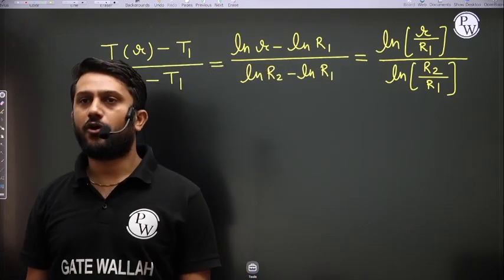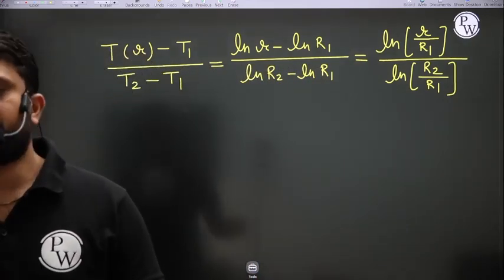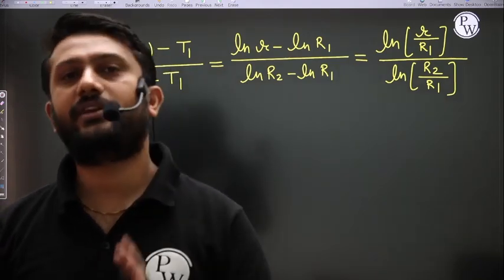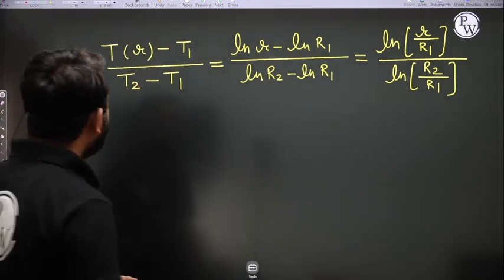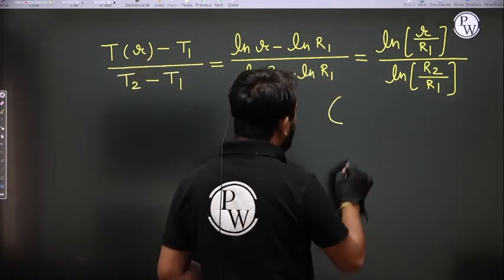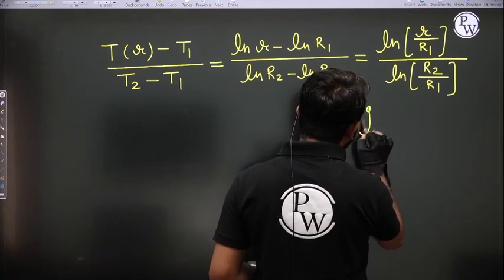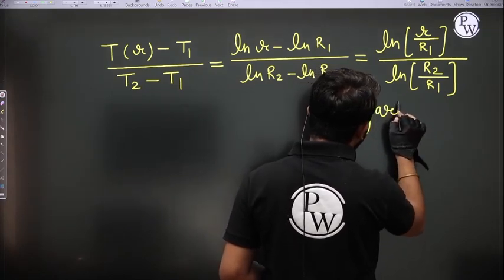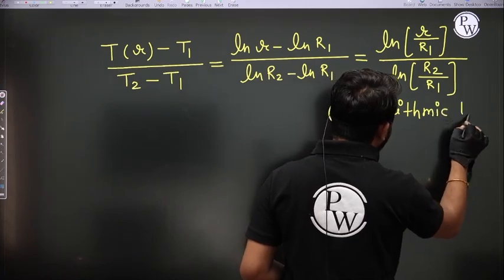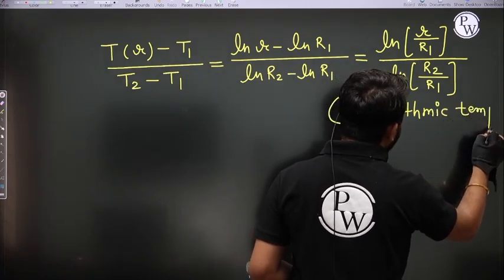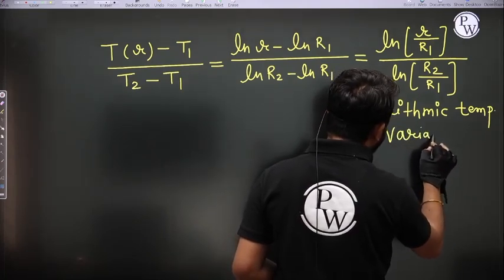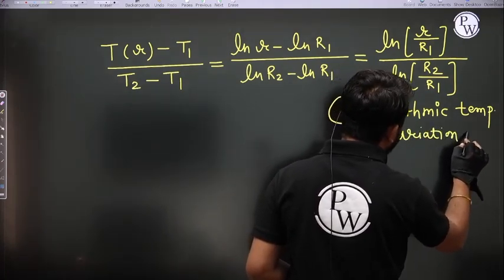From this expression it is very clear that the temperature variation with R is logarithmic. How does the temperature vary with respect to R? The temperature varies with respect to R logarithmically. So, logarithmic temperature variation with R.